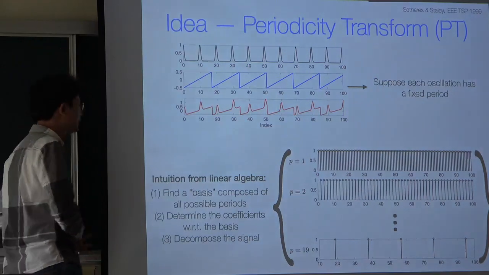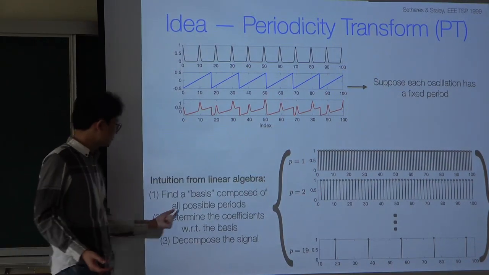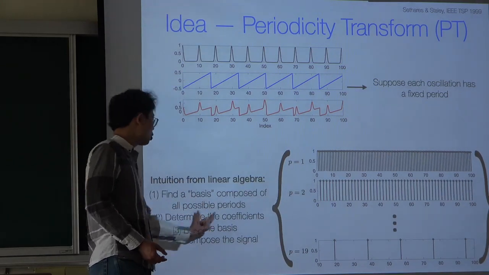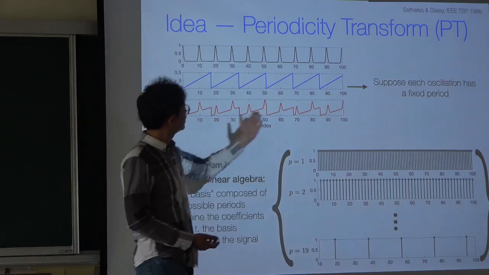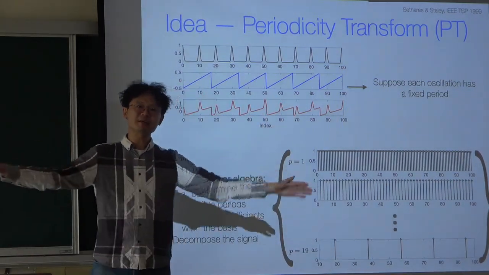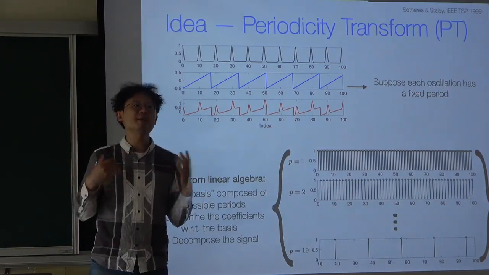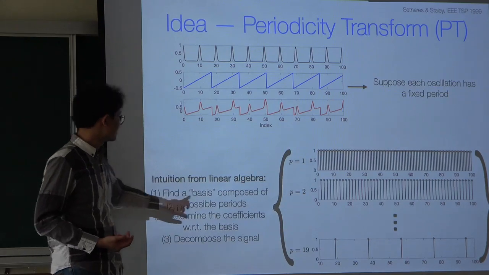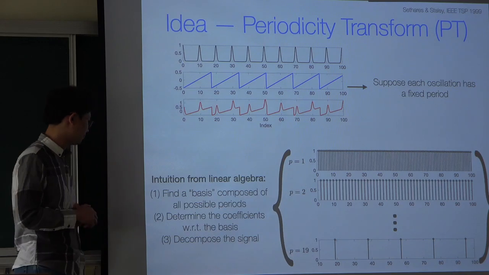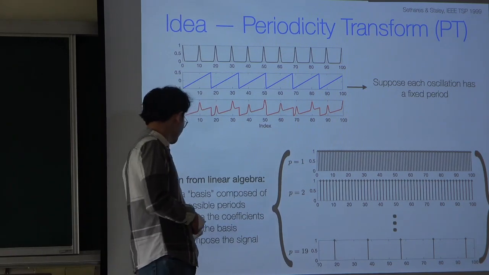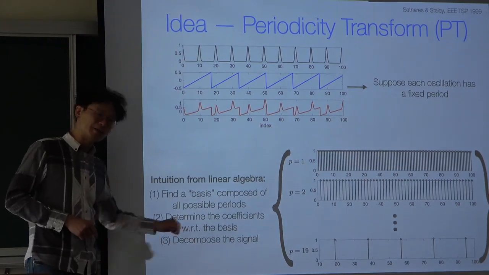How to do it? The intuition from linear algebra is, how about if we are able to find a basis composed of all possible periods? We can view a signal as a vector in a very high dimensional space, a Euclidean space. So suppose we can find a basis composed of all possible periods, then maybe we can achieve a good decomposition by determining all the coefficients related to the basis, and then we decompose the signal.